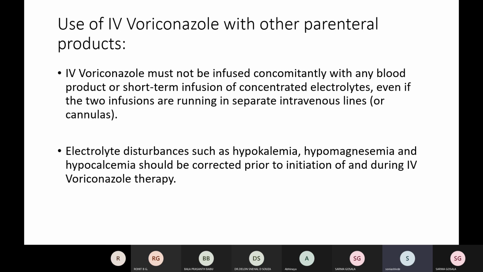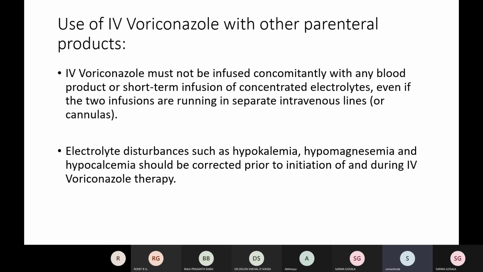Electrolyte disturbances such as hypokalemia, hypomagnesemia, and hypocalcemia should be corrected prior to the initiation of and during IV voriconazole therapy. This is very important because voriconazole has cardiac rhythm effects. It can cause QT prolongation. It can precipitate arrhythmias. So correction of electrolyte disturbance is very crucial. You can either do it prior to starting voriconazole therapy or during the therapy itself simultaneously through a separate IV line, but that has to be looked into.